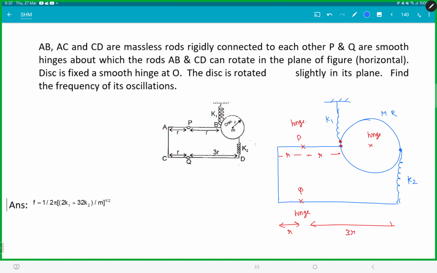This is the top view. Check it out. Anyone confused with the diagram, please ask.